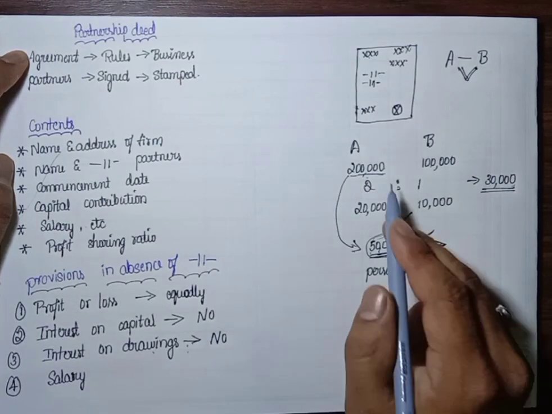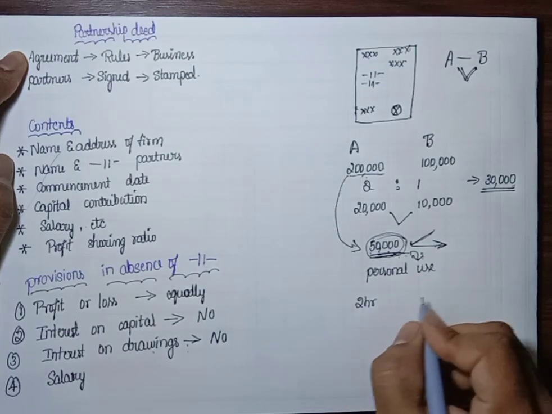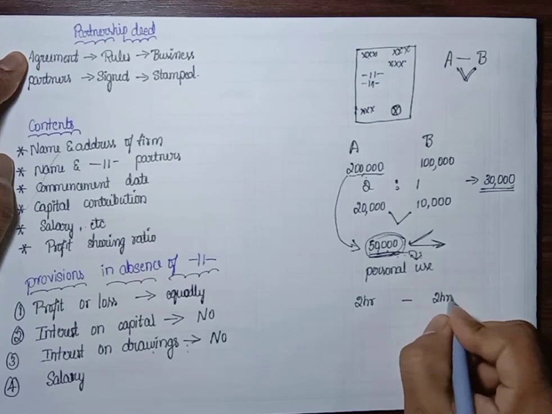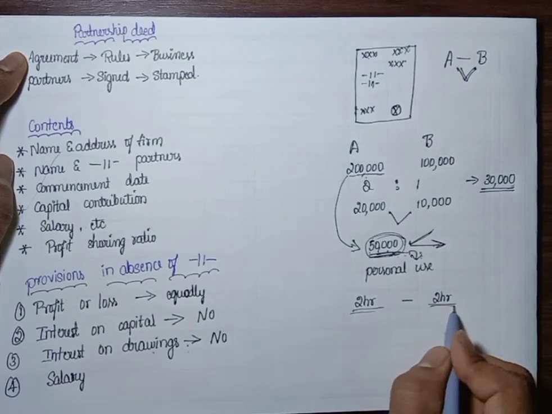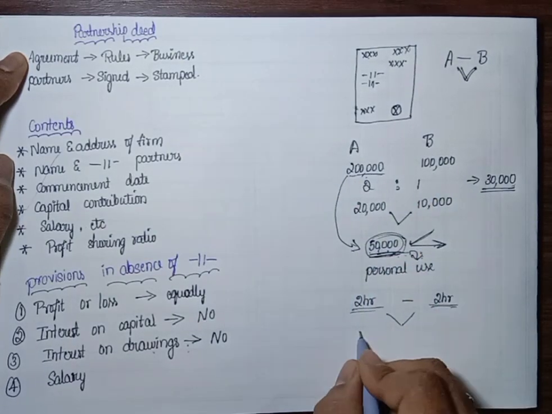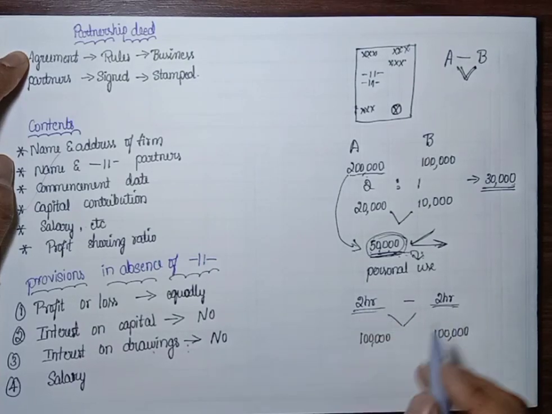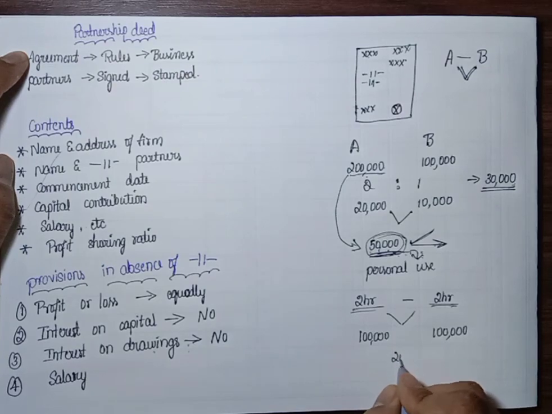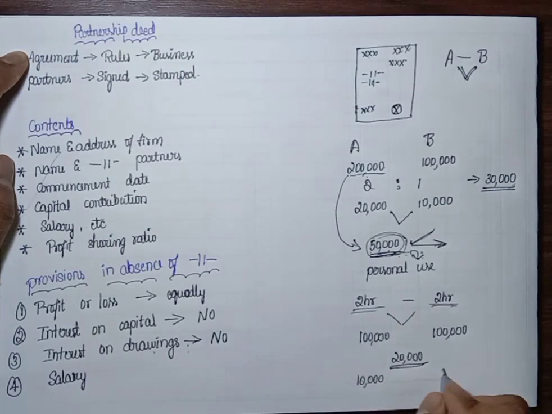For example, let us take two partners, A and B. A is working 2 hours in a day and B is working 2 hours in a day. Both are working equally, and they have invested 1 lakh each, equally. So if there is a profit, let us take 20,000 of profit, each one will share 10,000, 10,000 equally.